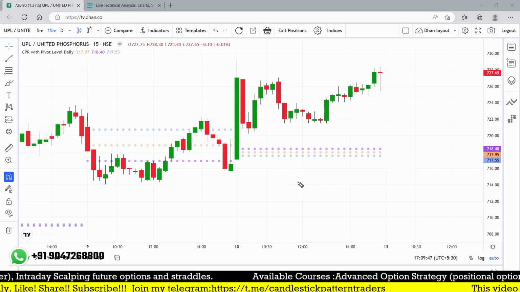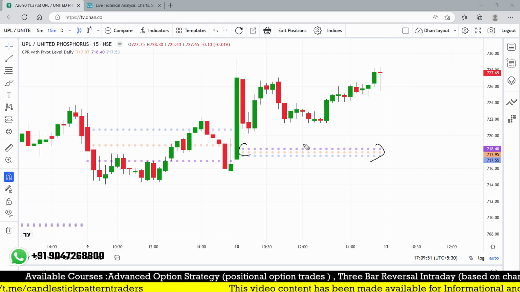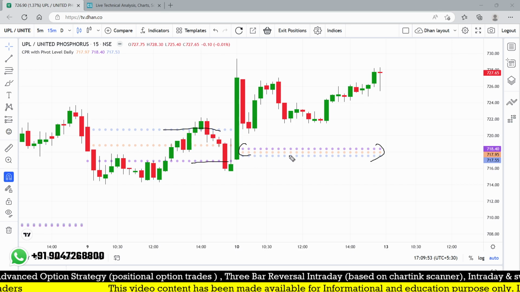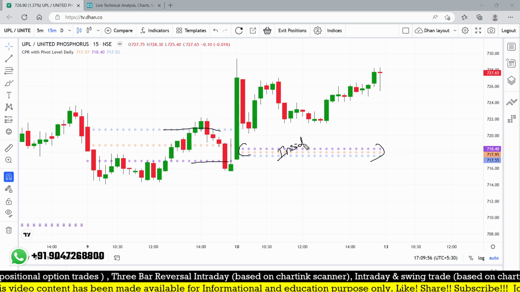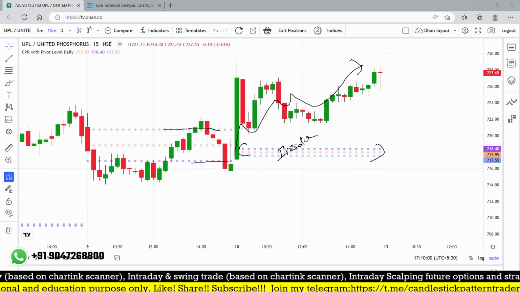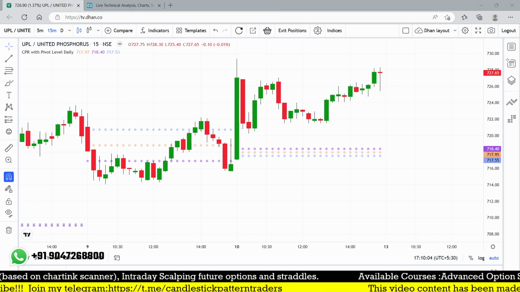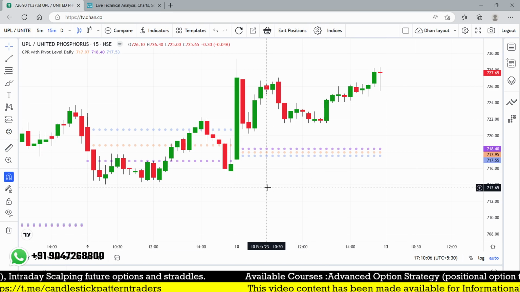Let's look at this stock. Comparatively, the previous day's CPR is wider and today's is narrow and also inside. And now you can see the trending move. Some other stocks I can also show you. The open is very important. If you are using CPR, the open price is very important.